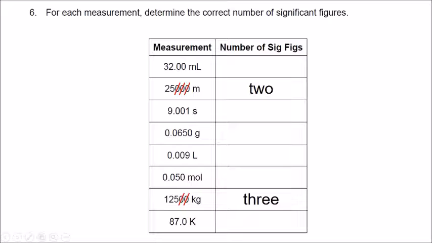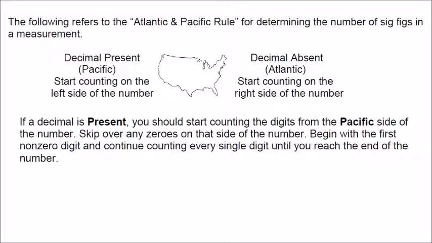Okay, now let's talk about the Pacific rule. So if a decimal is present, you should start counting the digits from the Pacific side, or the left side of the number. Again, skip over any zeros on that side of the number. Begin with the first non-zero digit, and then continue counting every single digit from that point on until you reach the end of the number.